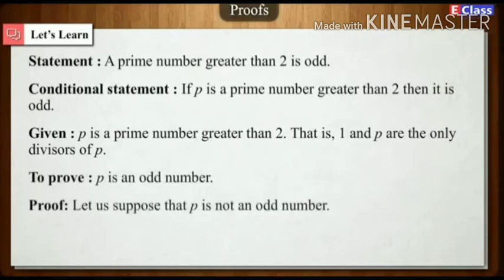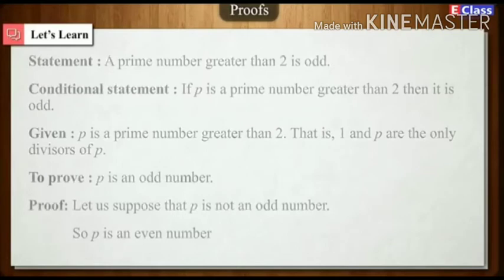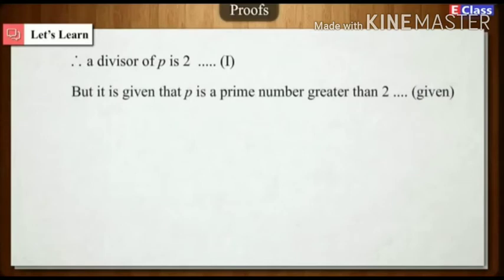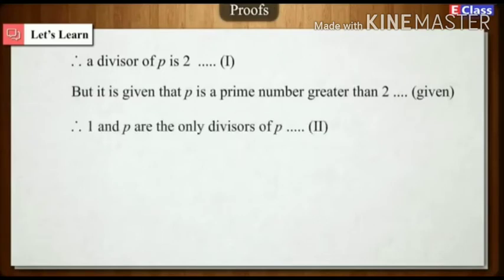Proof: let us suppose that P is not an odd number. So, P is an even number. Therefore, a divisor of P is 2. Let us mark this as statement 1. But it is given that P is a prime number greater than 2. Given: therefore, 1 and P are the only divisors of P. Let us mark this as statement 2.